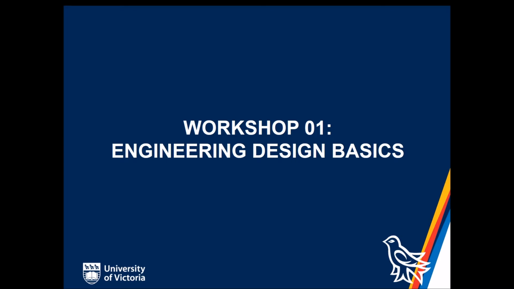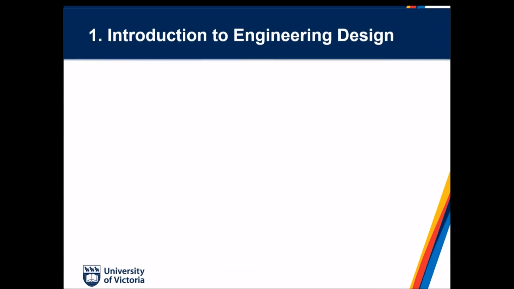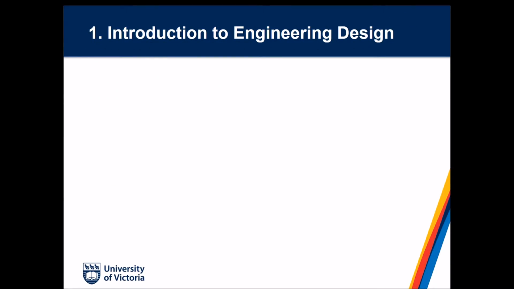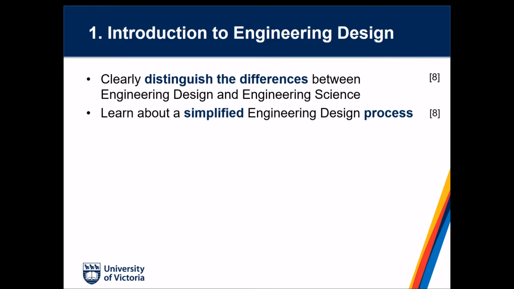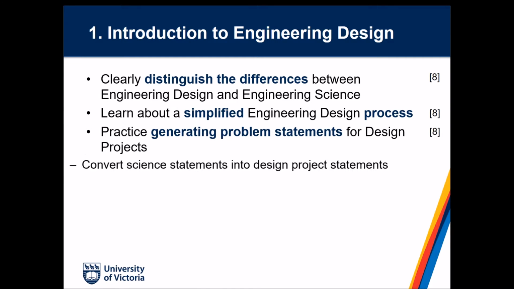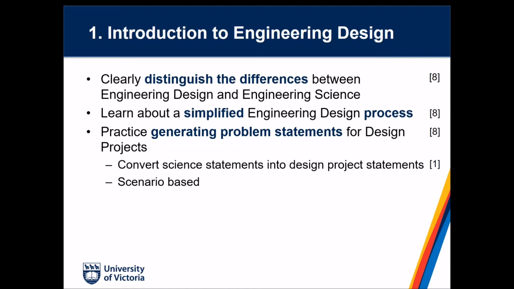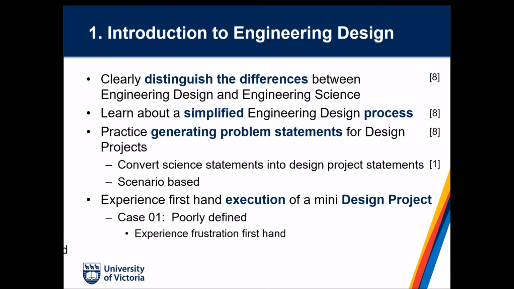Moving on, we describe each of the workshops in a bit of detail. Workshop 1 is on engineering design basics. In this workshop, graduate students learn how to clearly distinguish the difference between engineering design and engineering science. They learn about a simplified design engineering process. They practice generating problem statements for design projects in 2 activities. The first is the conversion of science statements, which they are well familiar with, into design project statements. And the second is they are provided with a scenario which they need to analyze, extract information, and generate a problem statement. And finally, we have the graduate students experience firsthand the execution of a mini design project.